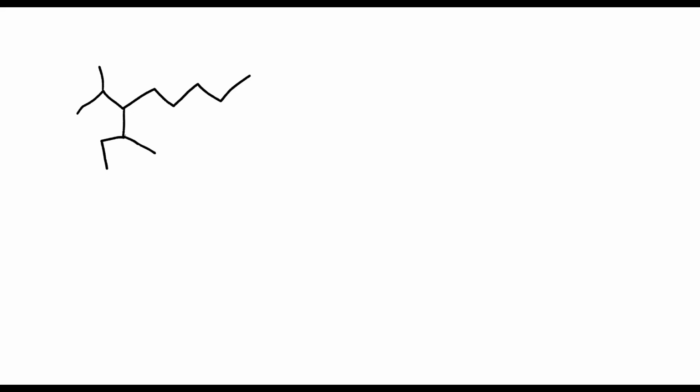So find the IUPAC name for this molecule. Always start with the longest carbon chain. So it's not going to be this one, right? It's not going to be that. Instead, what we will do is this. We will say that is the longest chain. If we do that, we have a chain of 9. So 1, 2, 3, 4, 5, 6, 7, 8, 9. Okay, so 9 carbons gives you nonane.